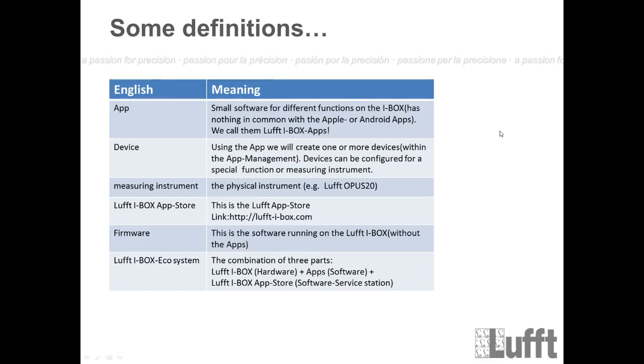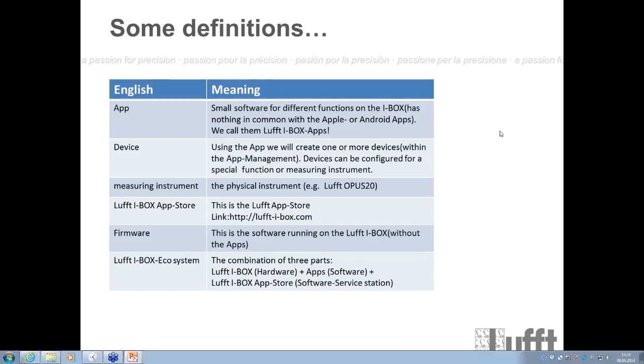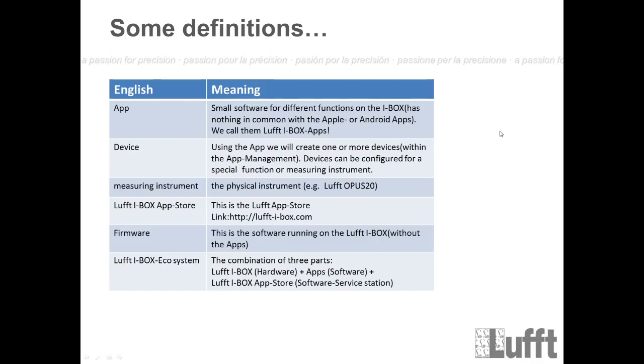Then we also talk about devices. That means using the app. Of course, with an app we can create devices on the i-BOX. Using the app we will create one or more devices within the app management. Devices can be configured for special functions or measuring instruments. That's the meaning of device here if you use it with the brand or name i-BOX.